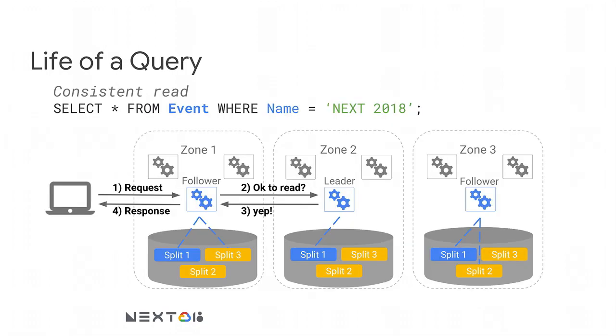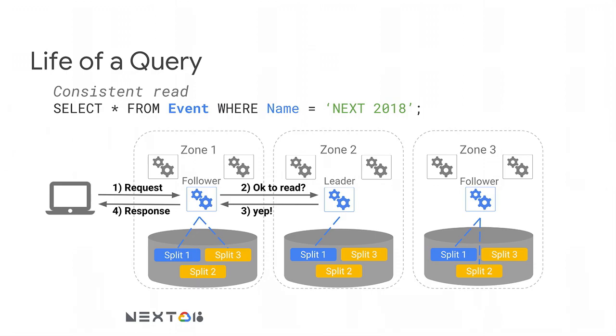So let's look at how it works. Let's start with a simple life of a query. In this case, I want to do a consistent read, so I want to get the latest state of my database. We choose a select statement: select from event where the name is next 2018. Now the request comes in from your client. It goes to a follower because that's the one that is closest, the follower of the split. You have the Paxos group where you choose a leader and then you have 2 followers. And the leader is the one who holds the locks of your data for that split.